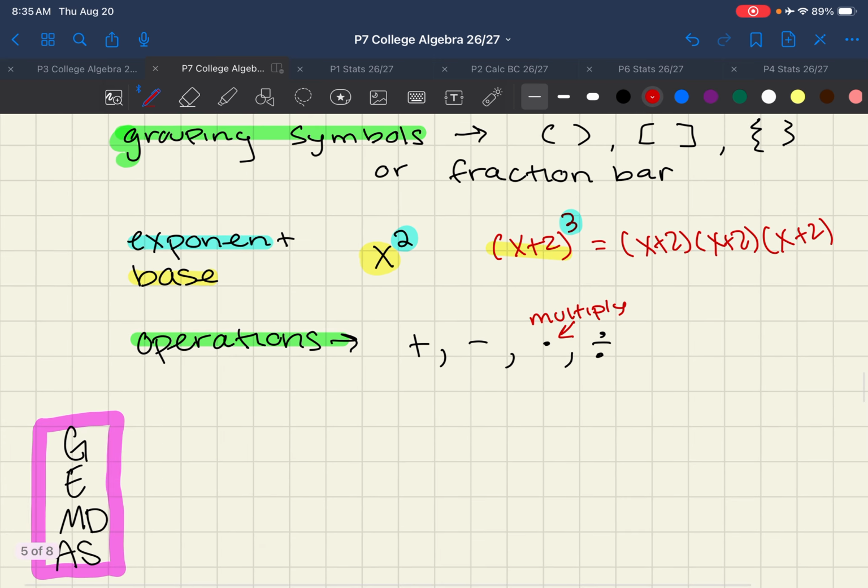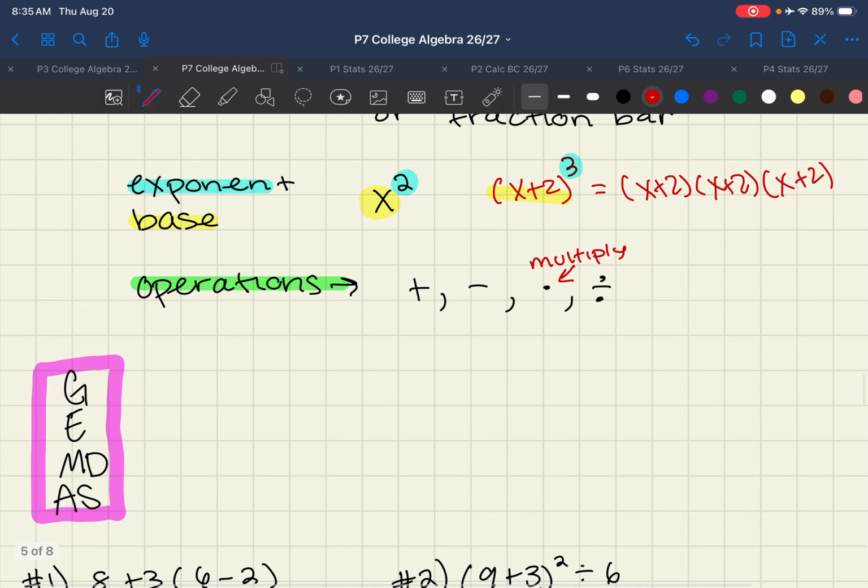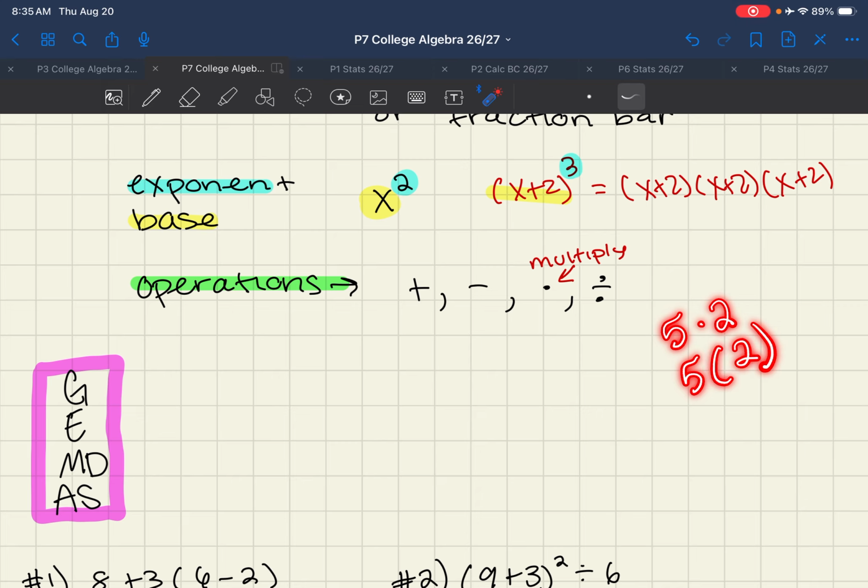Then we have our operation symbols. So we have adding, subtracting, multiply, and divide. So remember, when we're multiplying, we don't want to get in the habit of writing an x, because eventually we're going to bring in more variables, and we don't want to confuse multiply with, let's say, a variable x squared. Okay, so for now, we're using that dot. Eventually, we'll just use grouping symbols. So instead of saying 5 times 2, it would be 5(2).